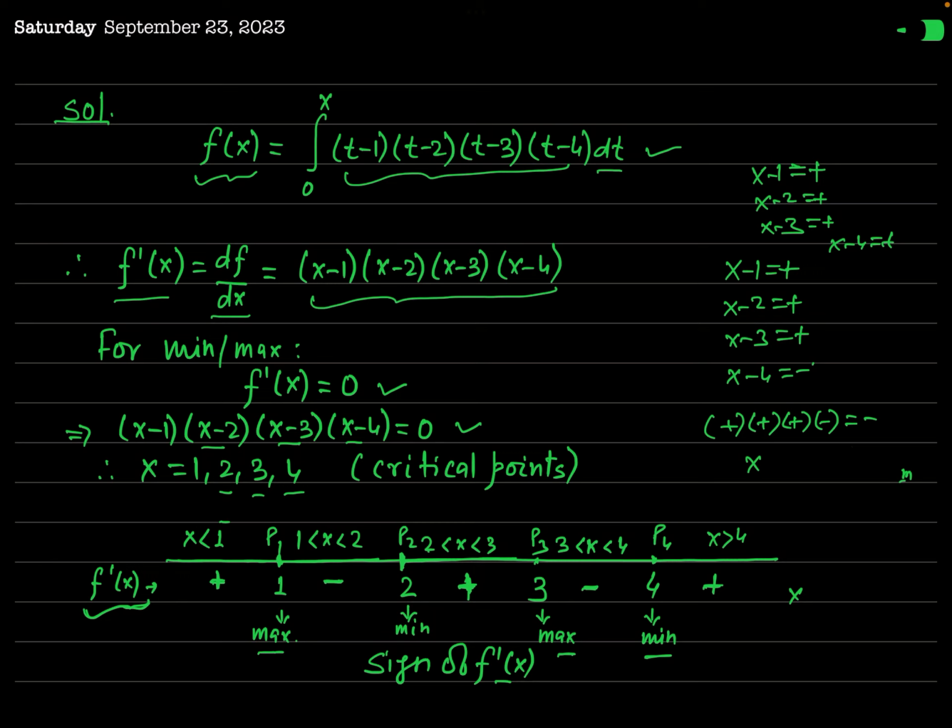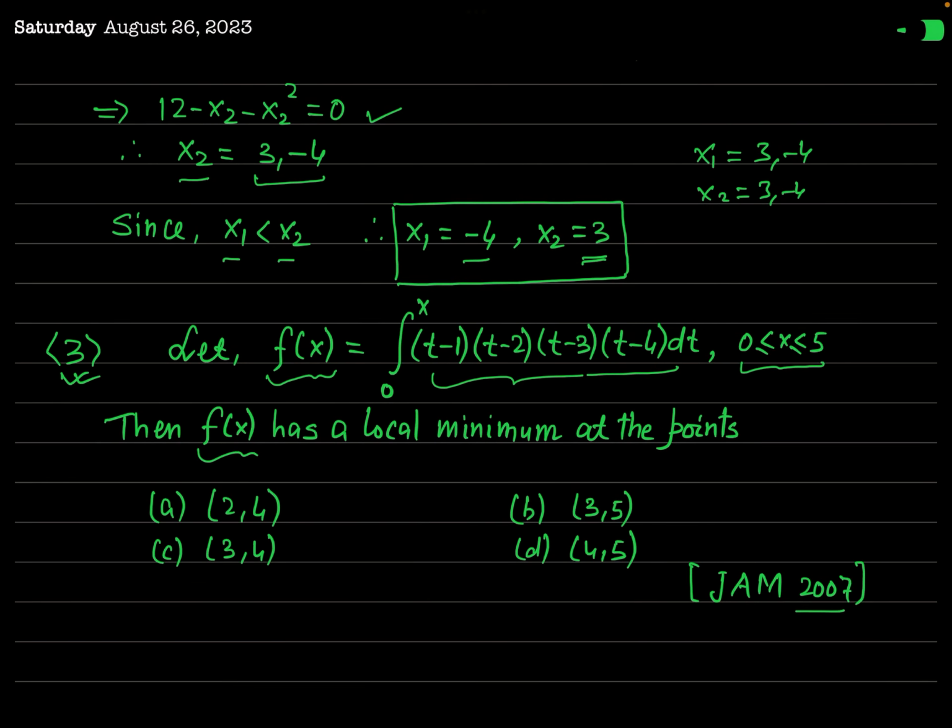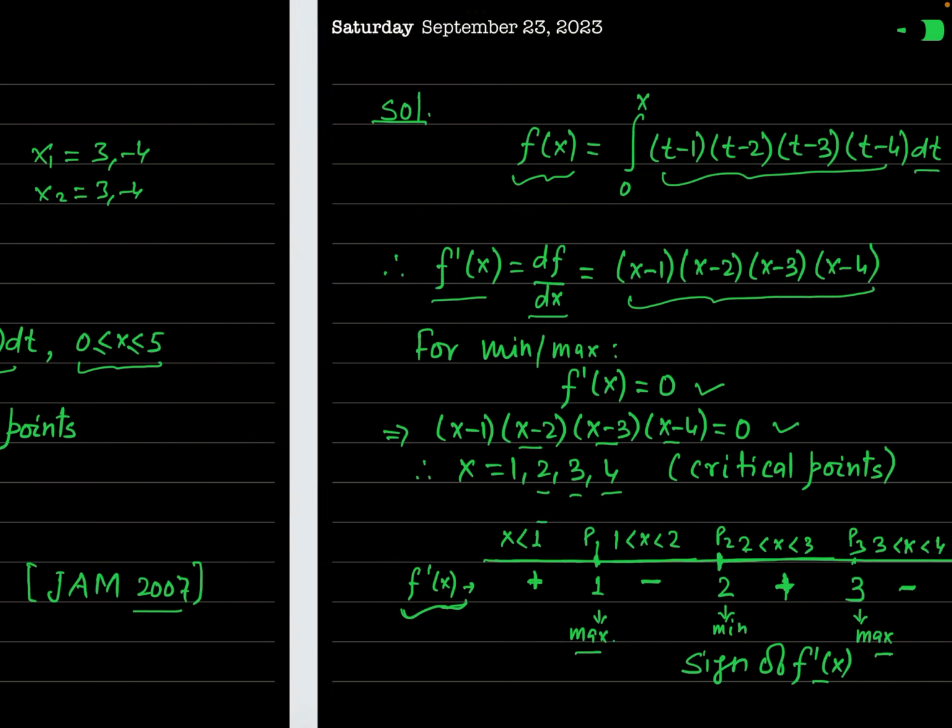So now see this figure. There are 2 points x equal to 1 and x equal to 3, where our function has a local maximum value. And at the points x equal to 2 and x equal to 4, the function has a local minimum value. And in our question, we have only to decide the local minima, not the local maxima.